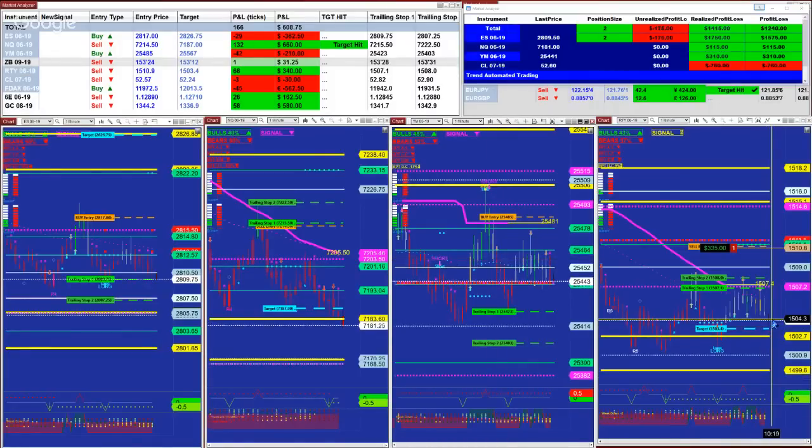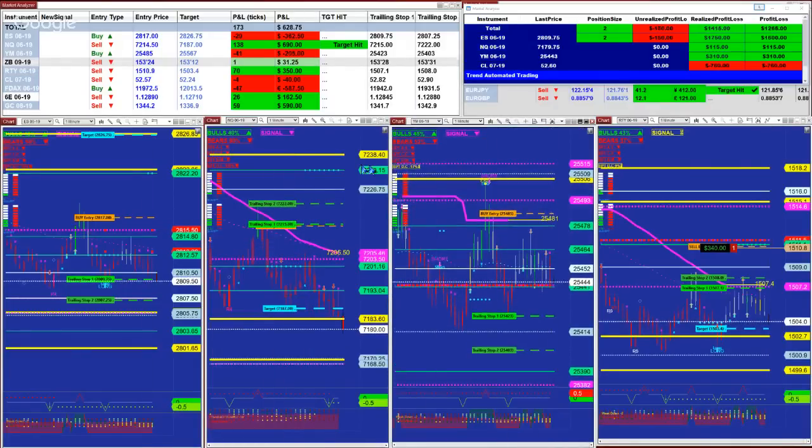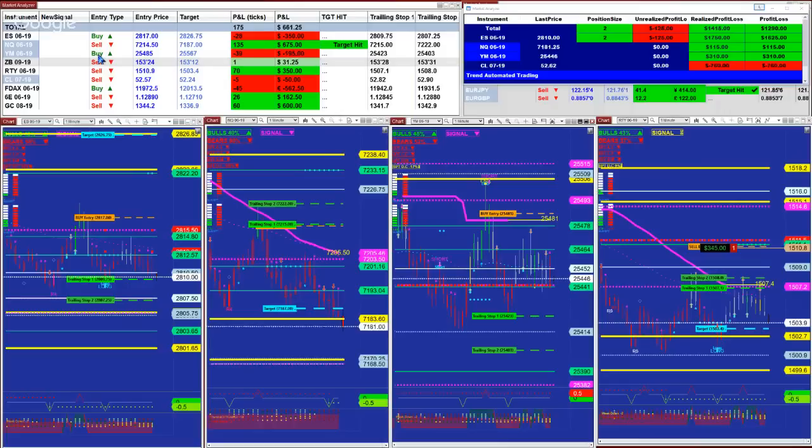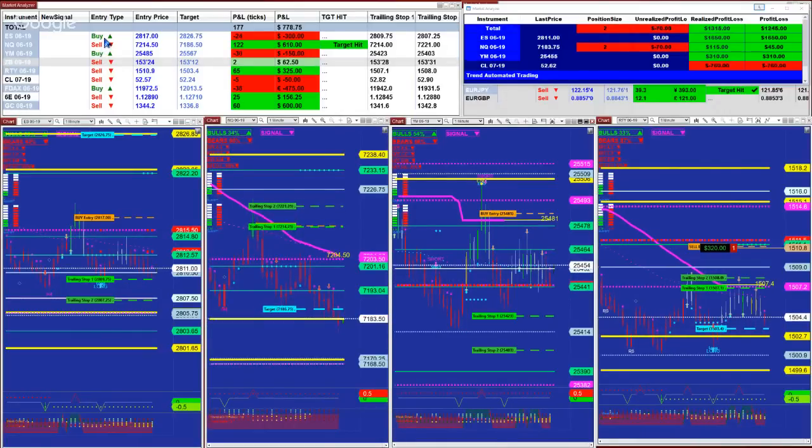The Russell already hit the target 3 times. The Nasdaq hit the target. We cannot do anything about it. But on the Nasdaq and Dow Jones, here is the problem. The 30-year Treasury bond is in the sell position, your YM in the buy position, your Nasdaq in the sell position, and ES in the buy position.